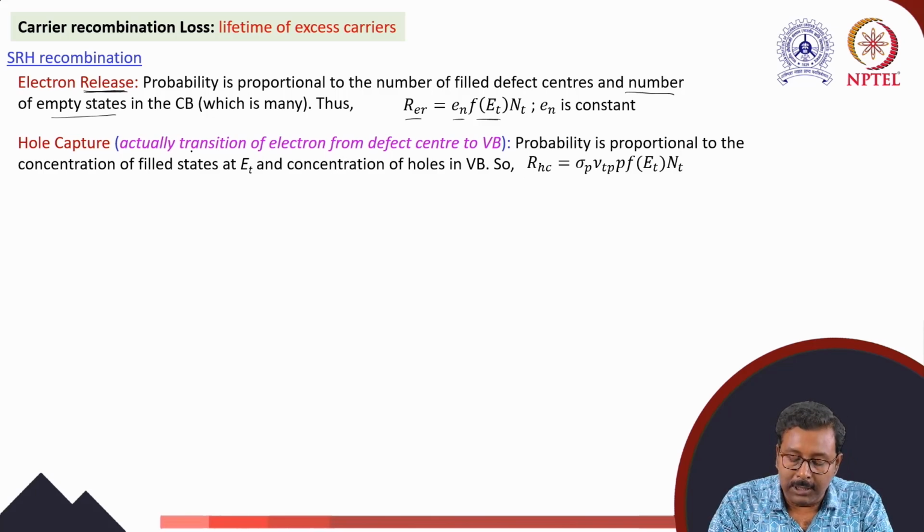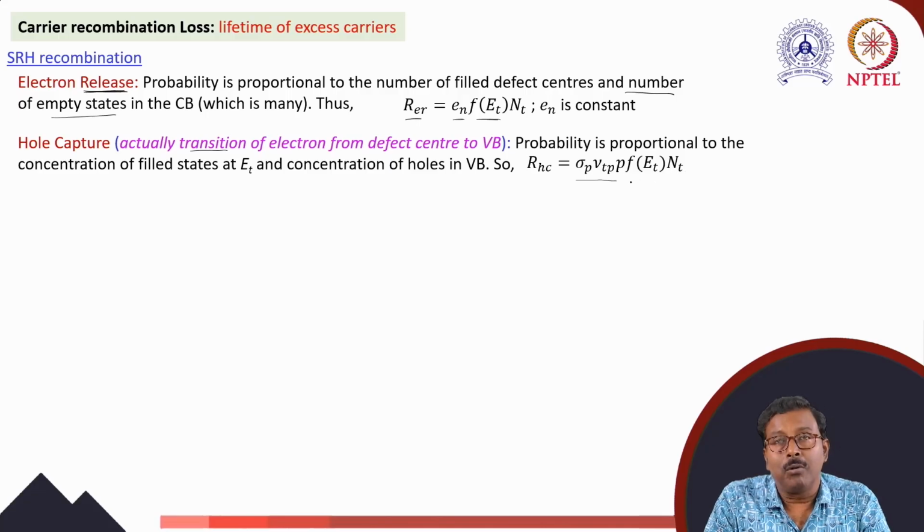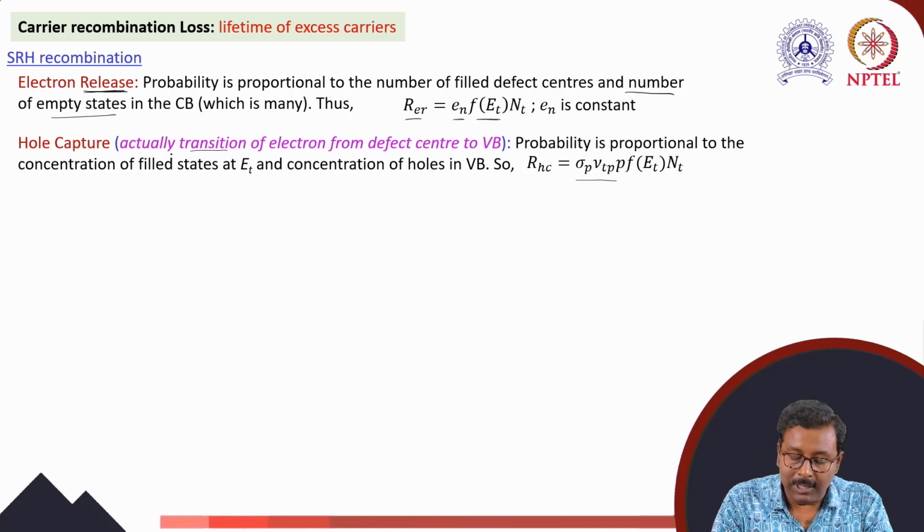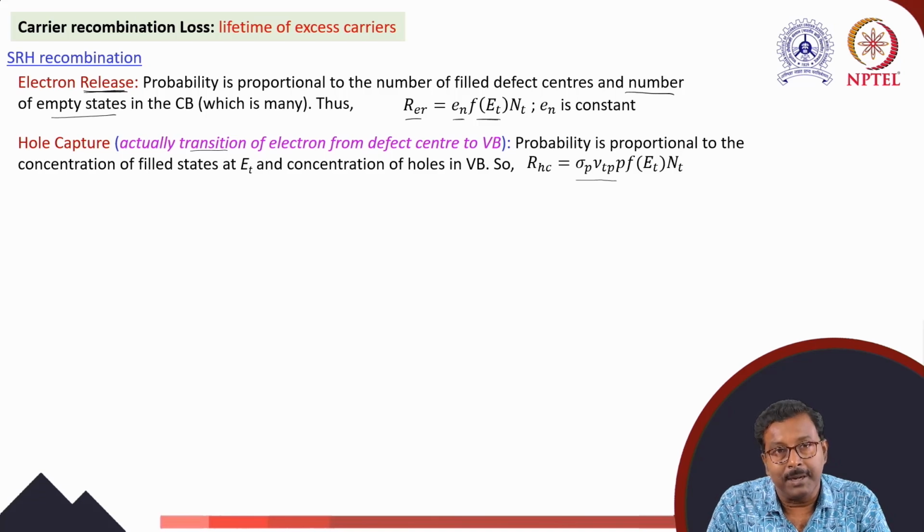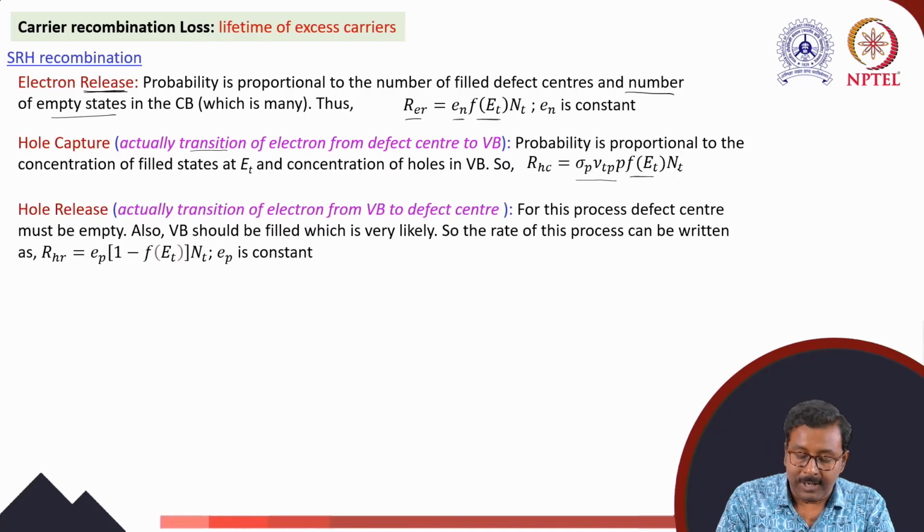Again, hole capture means the transition of an electron from the defect state to the valence band. So hole capture can be written as sigma p, VTP, into NT, into P, F of ET. Here, for hole capture, that is, for transition of an electron from the defect center to the valence band, the defect state should be occupied and there must be one empty state in the valence band. So it is F of Et here, not 1 minus F of Et like for electron capture, and NT.